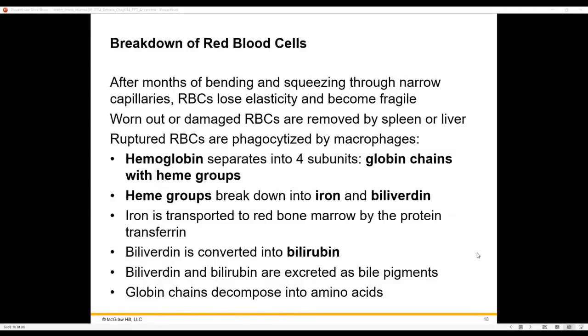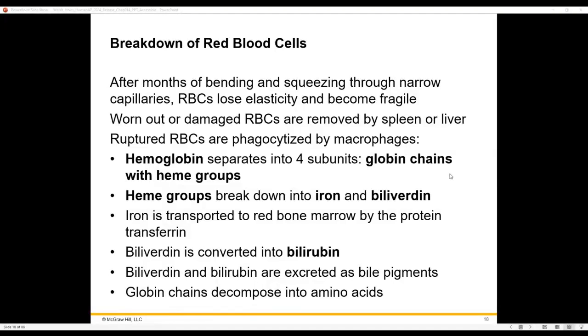Okay, the breakdown of red blood cells. So after months of bending and squeezing through narrow capillaries, red blood cells lose elasticity and they become fragile. Worn out or damaged red blood cells are removed by the spleen or liver. The ruptured red blood cells are phagocytized by macrophages.